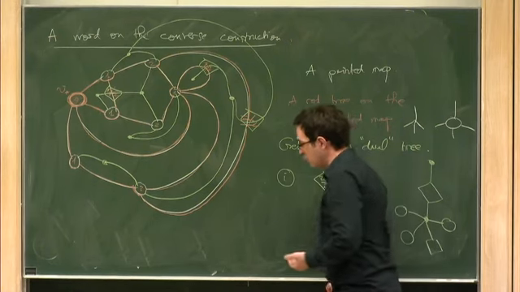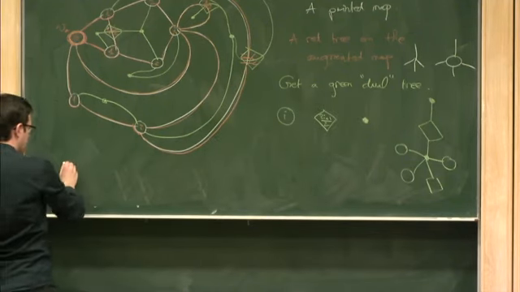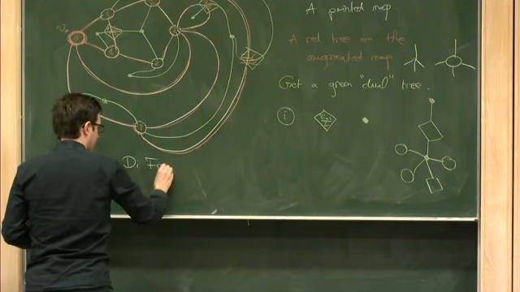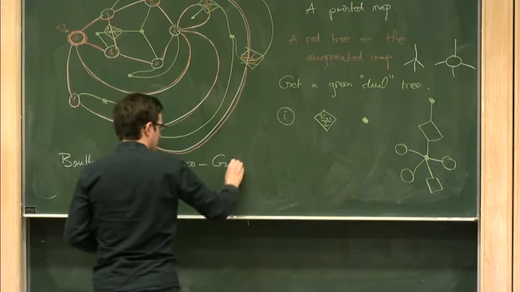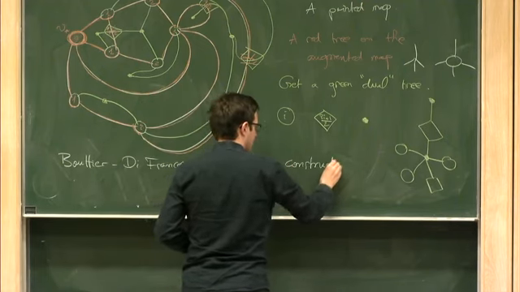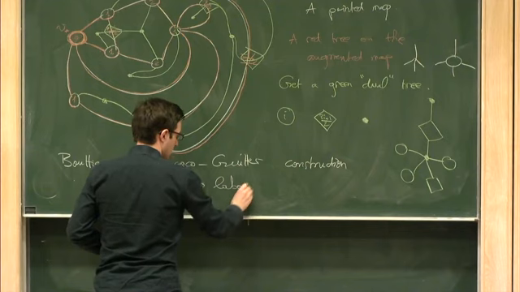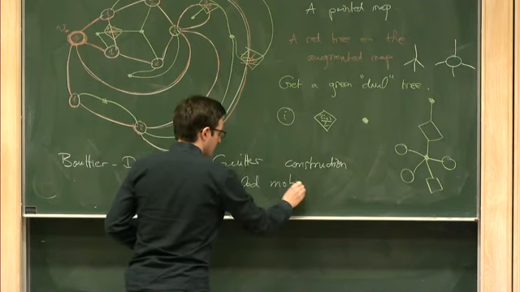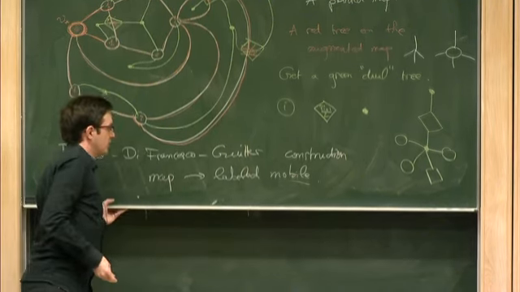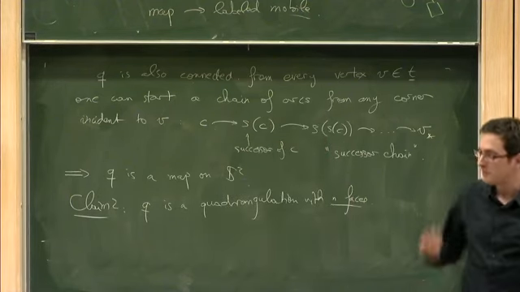By the way, this construction, starting from a general map and getting one of these decorated trees, is called the Bouttier–Di Francesco–Guitter bijection or construction. From a map, you get what they call the labeled mobile. They call it a mobile because of the resemblance with the art pieces by Calder, the mobiles.